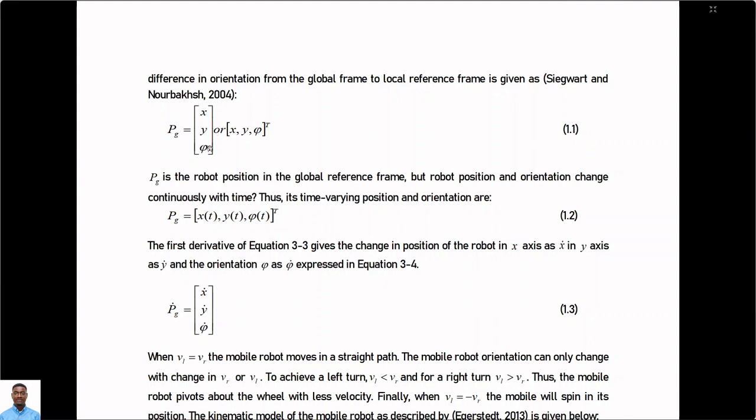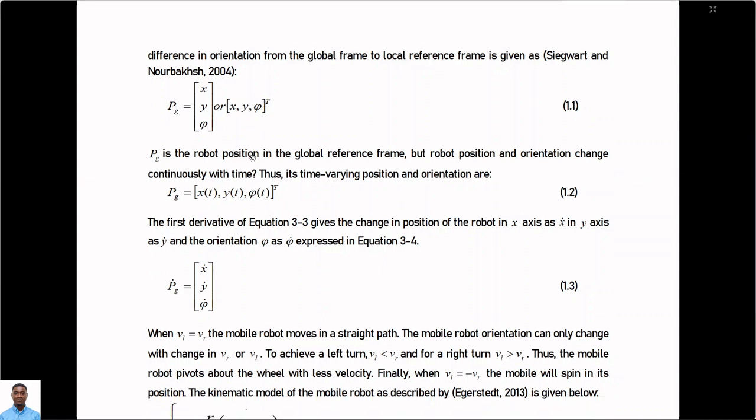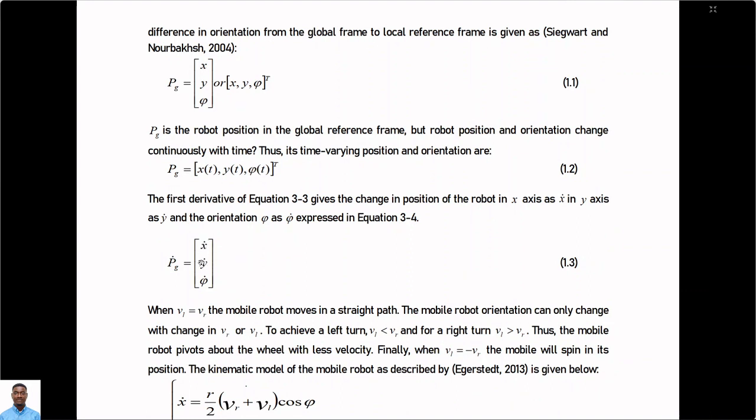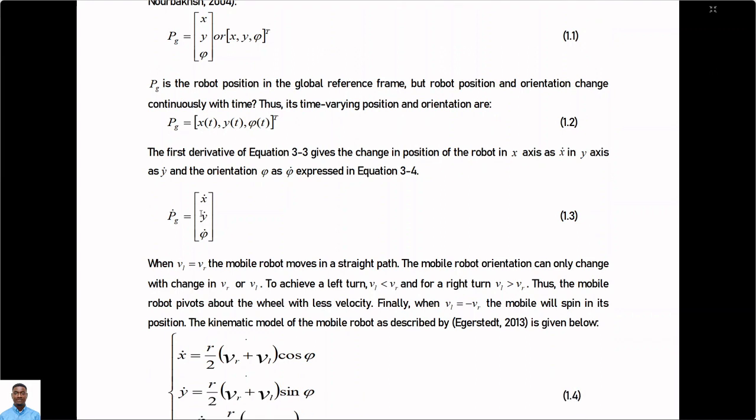If you transpose this column vector, you will get this row vector. It's just a transpose of that. Also, if you differentiate position with respect to time, you get your velocity. So if you differentiate X, Y, and phi with respect to time, you get the first derivative of your distance in X, Y, and your angle.